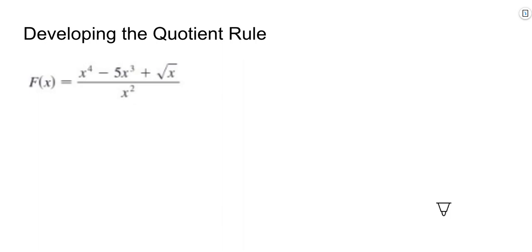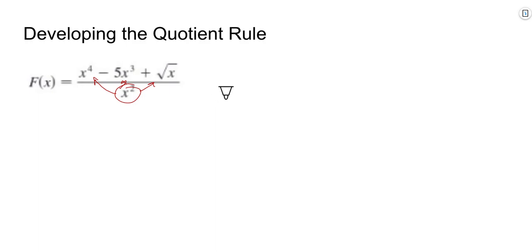Same thing's kind of going to happen with this quotient rule. To develop the quotient rule, we're going to use a process that we've already developed, that we've already known. So this is a quotient, right? It's got a numerator and a denominator. What could we do so that we already know how to take this derivative? What could I do with that denominator? I could sort of distribute it to the numerator and make it not a fraction anymore, right? So I take x squared and I divide it into each of these.